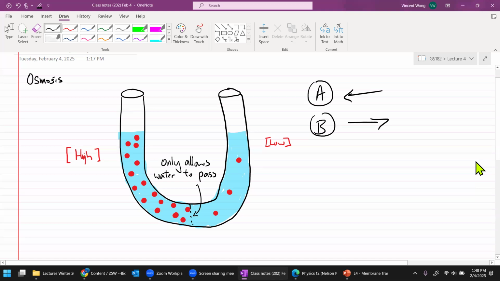Is that because this side is a little bit higher in volume? No, the volumes are the same, same level, right? No, I mean concentration. That's right. This is high concentration, and the water will be drawn to that side. Okay, I just want to check.